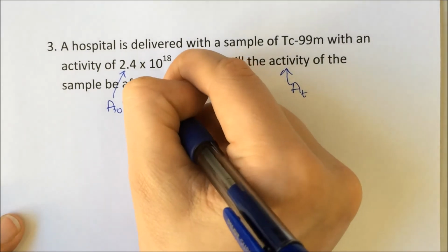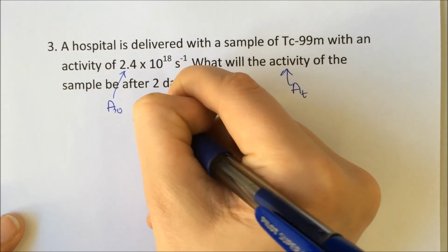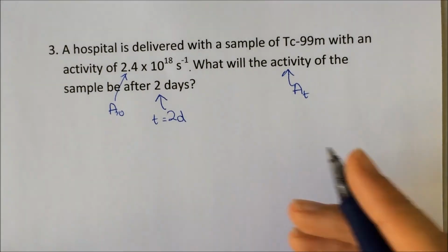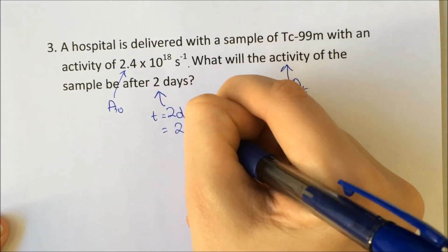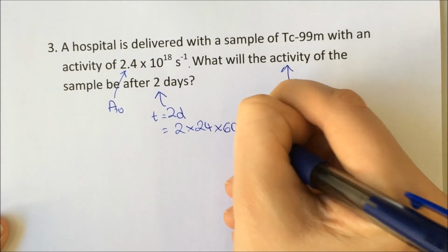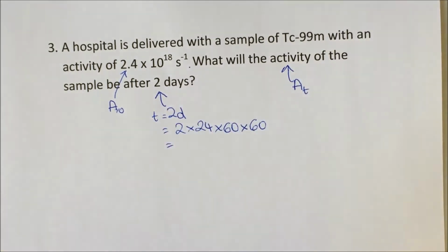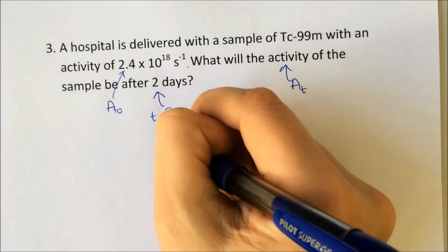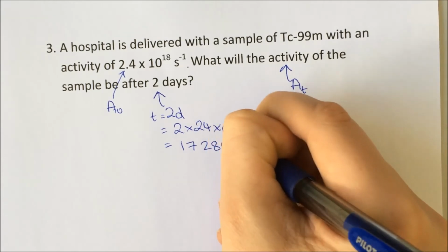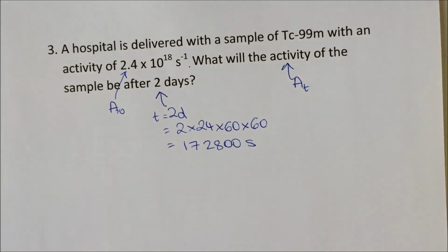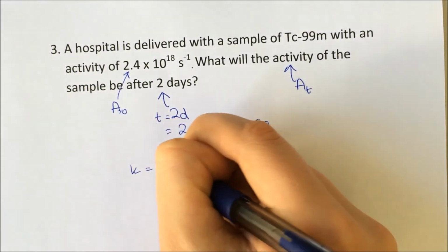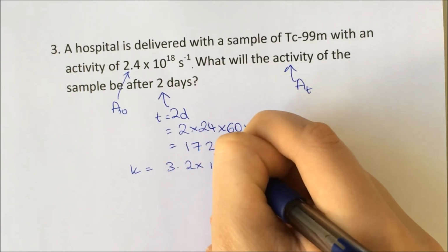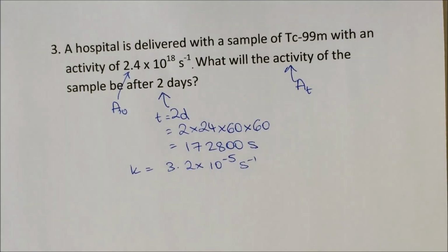The time that has elapsed here is in days. We need to convert that into seconds because all of the other units in this question are in seconds. We can do that easily by multiplying by the number of hours in a day and the number of seconds in an hour. So that gives us a T value here in seconds. The other thing, of course, we need to do is to use the value of K we had from our previous question. So K equals 3.2 by 10 to the negative 5 per second. Okay, so now we have all our constants.